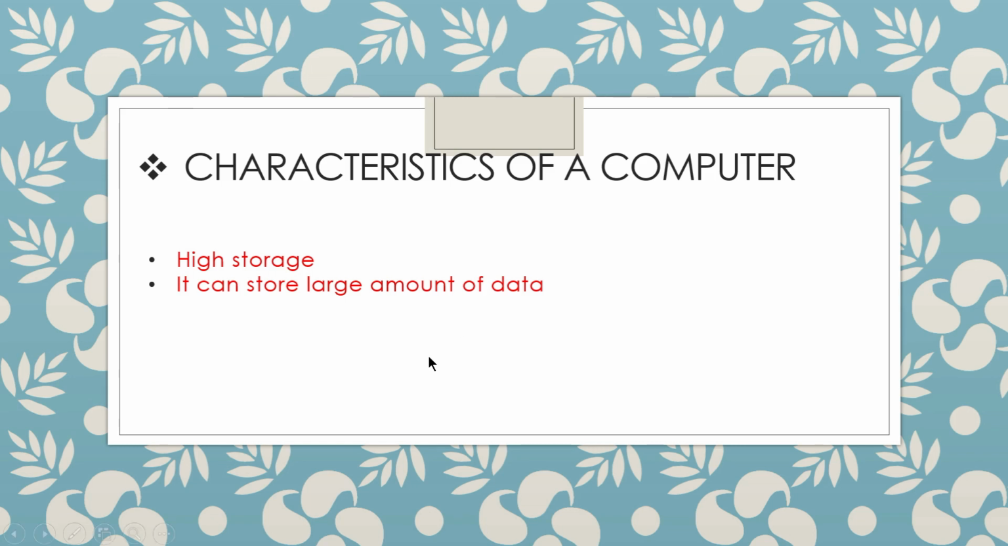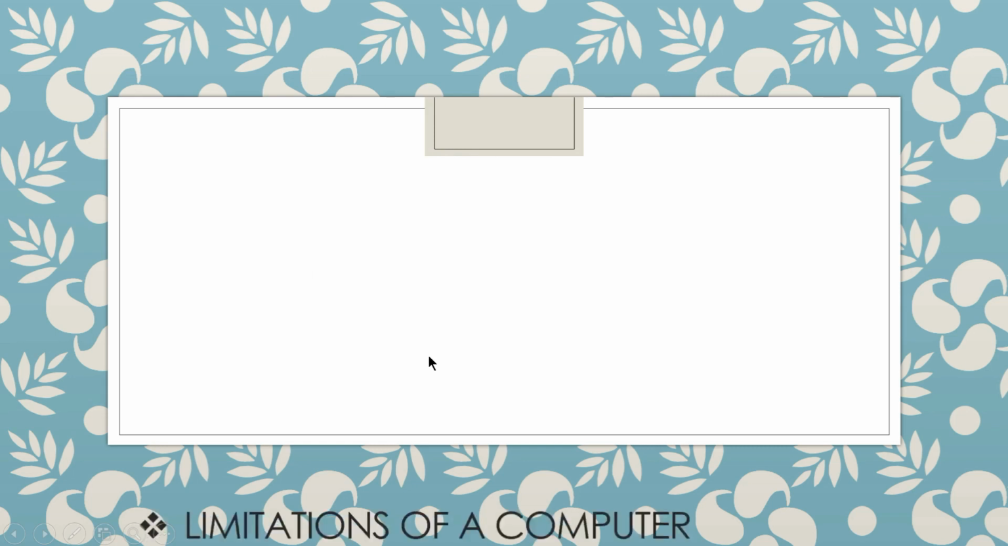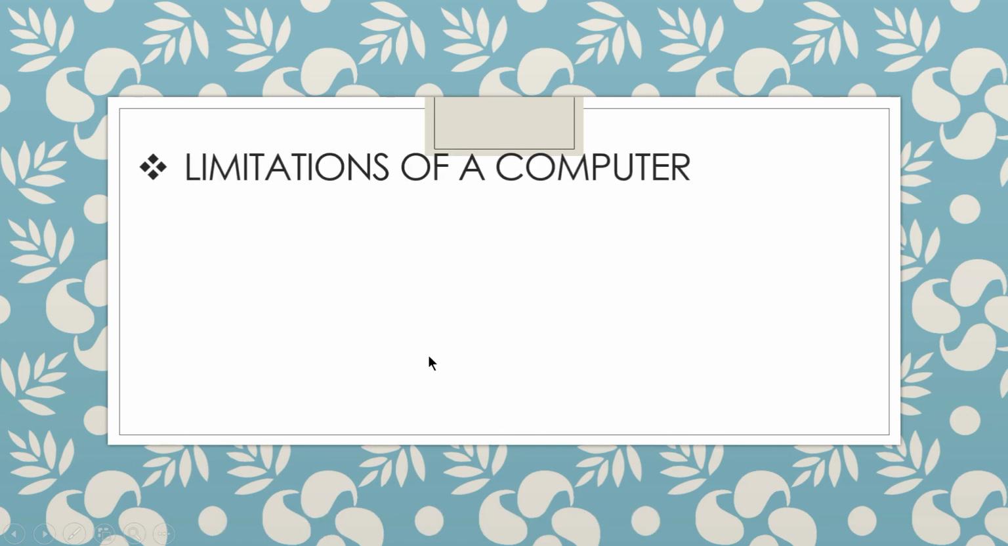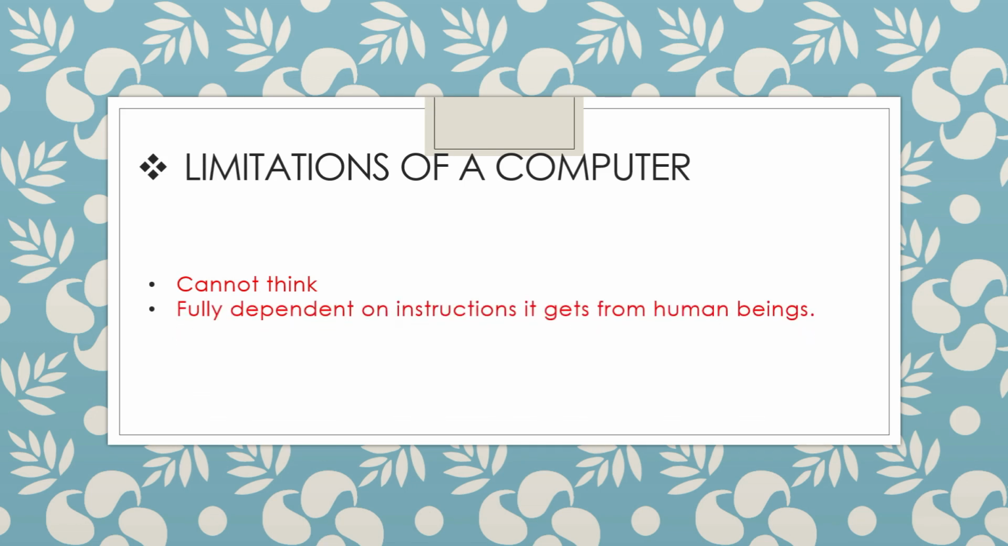Now let's learn some of the limitations of a computer. Along with its strengths, a computer has certain weaknesses or limitations. It cannot think and take decisions on its own. It is fully dependent on the instructions it gets from human beings. A computer does not have feelings like a human being does.